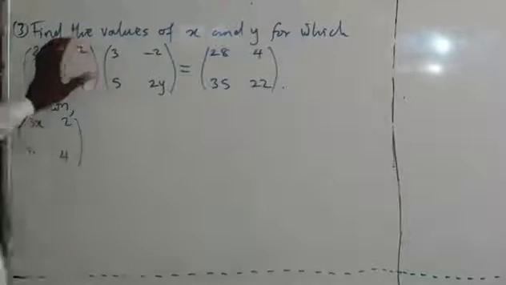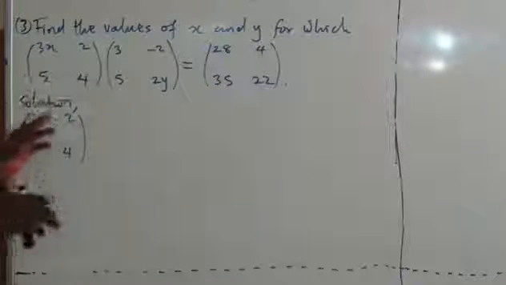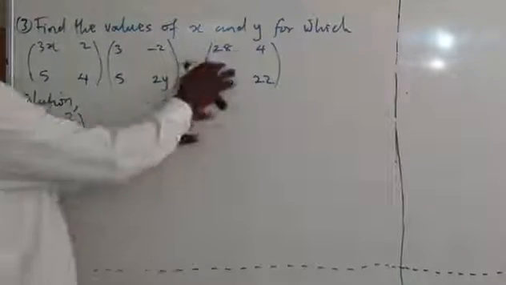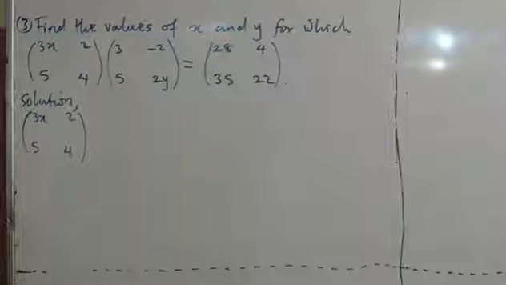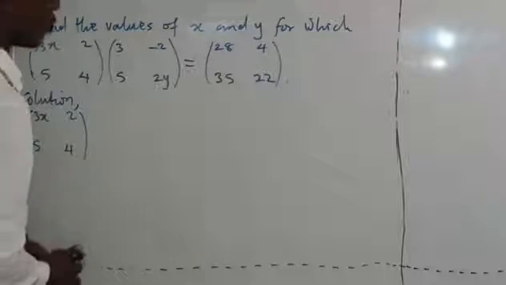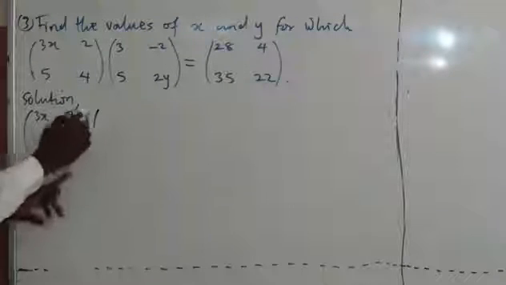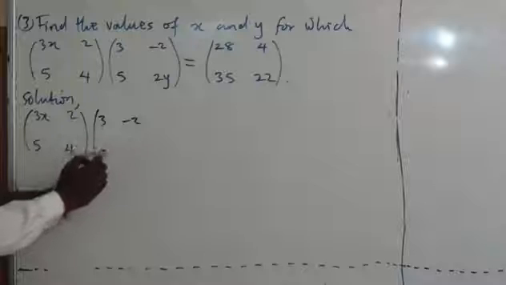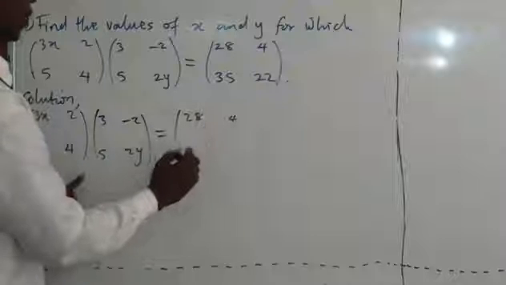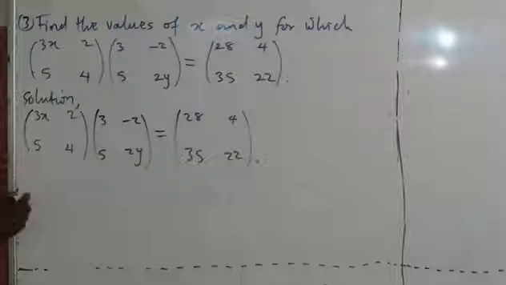Question 3 says, find the values of x and y for which 3x, 2, 5, 4, that is the first matrix, multiplied by the second matrix, that's 3, minus 2, 5, 2y, equals 28, 4, 35, 22. To do that, we are going to multiply these two matrices first. So we have a single matrix, then we equate it to the one on the right hand side. So we have the first matrix, 3x, 2, 5, 4, then 3, minus 2, 5, 2y, equals 28, 4, 35, 22.